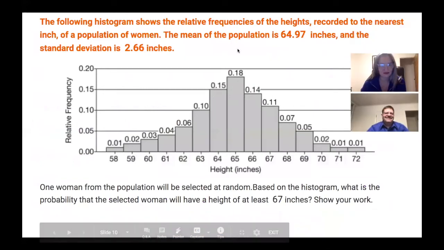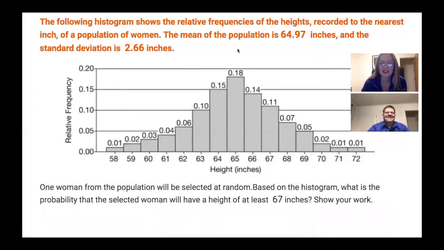Okay. So the following histogram shows the relative frequencies of the heights recorded to the nearest inch of a population of women. The mean of the population is 64.97 inches, and the standard deviation is 2.66 inches. So this is a relative frequency distribution of a population of women. One woman from the population will be selected at random. Based on the histogram, what is the probability that the selected woman will have a height of at least 67 inches?